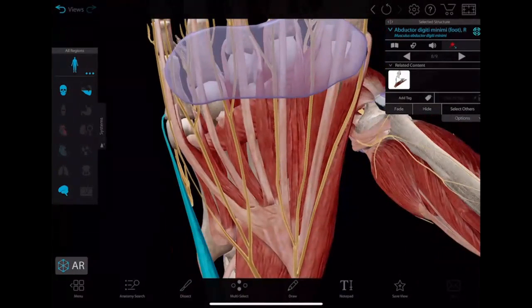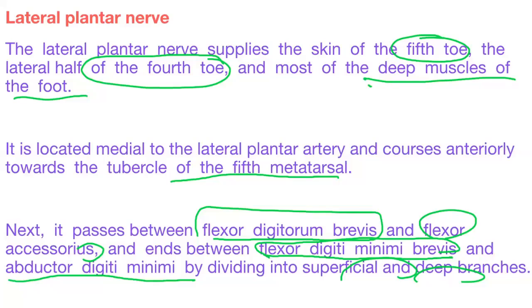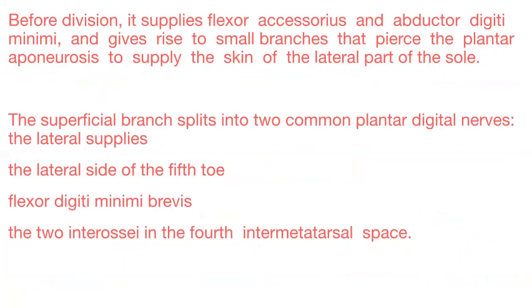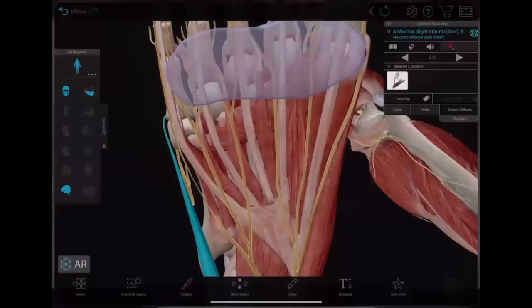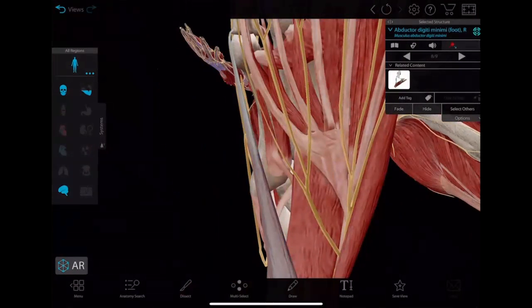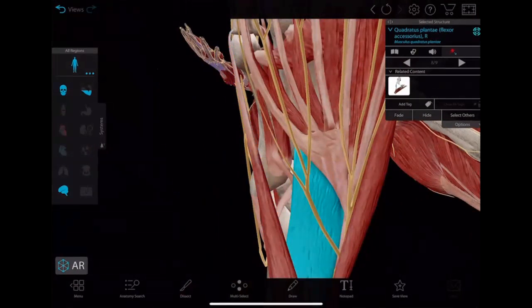Okay, remember those muscles. Before division it supplies flexor accessorius, abductor digiti minimi and gives rise to small branches that pierce the plantar aponeurosis to supply the skin of the lateral part of the sole. The superficial branch splits into two common plantar digital nerves. Okay, only two. You see, two common plantar nerves, right?